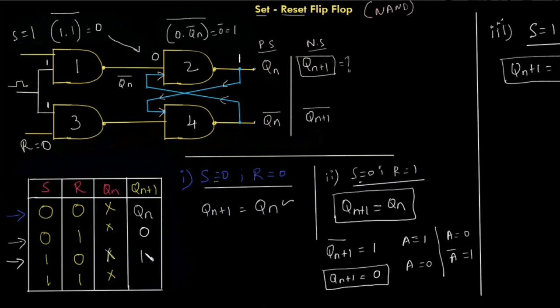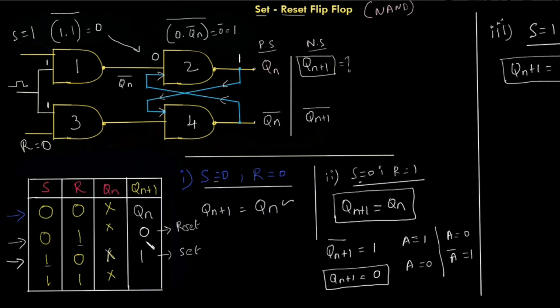So that means this 0 will be the reset state, and this will be the set state. Since S is excited, you call it set state, and if R is excited, you call it reset state, right?